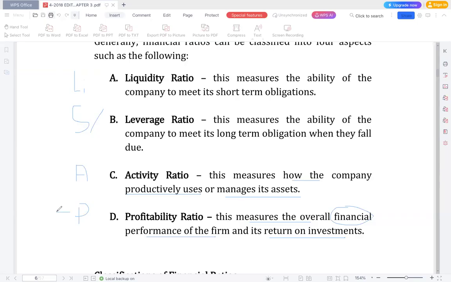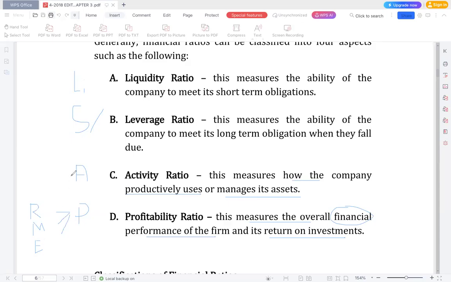As to profitability ratio, we have the so-called return: return on sales, return on asset, return on equity. We also have the so-called margin. So we have gross profit margin, operating profit margin, and net profit margin. And of course, we have earnings per share, price earnings ratio, payout ratio.